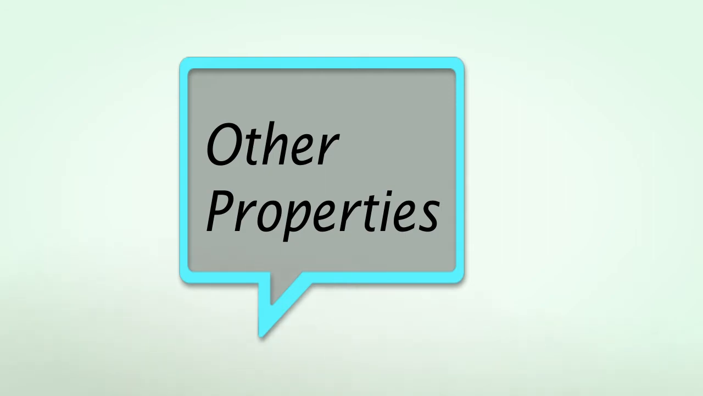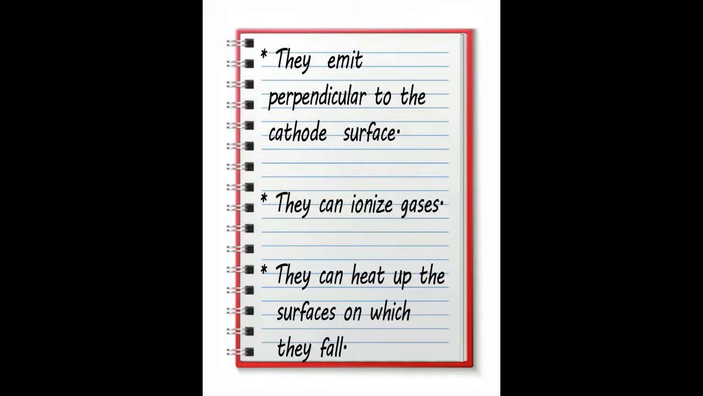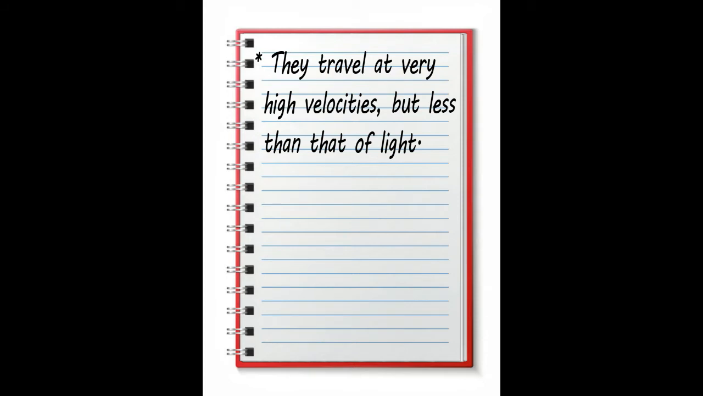Other properties of cathode rays. They are emitted perpendicular to the cathode surface. They can ionize gases. They can heat up the surfaces on which they fall. They travel at very high velocities, but less than that of light.